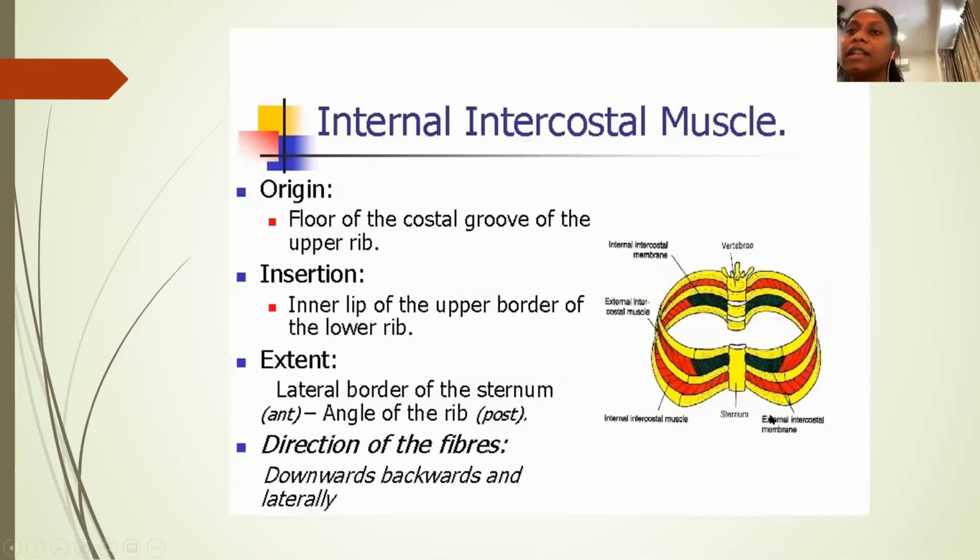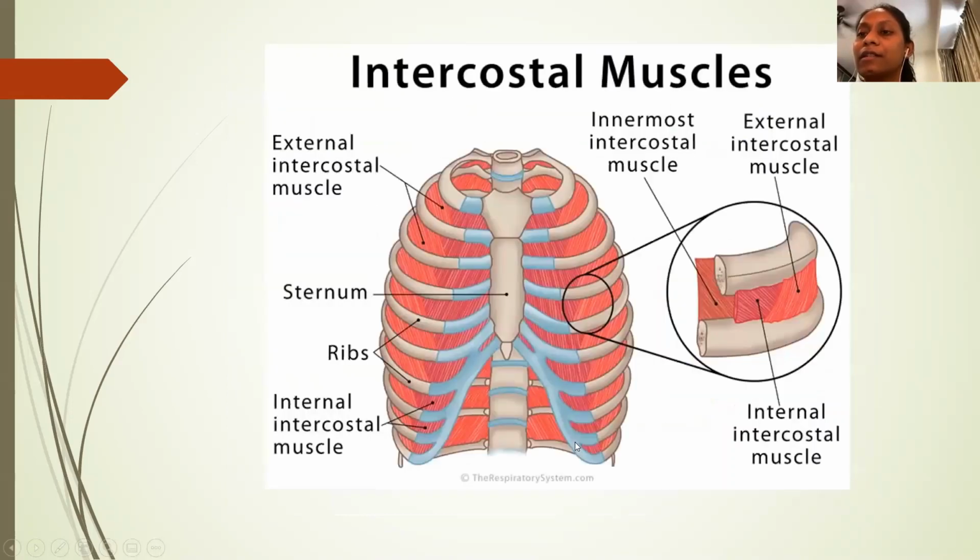The next slide is the internal intercostal muscle. It is from the costal groove of the upper rib, and it inserts into the inner lip of the upper border of the lower rib. This muscle runs in a downward and lateral direction. In this picture, I've shown how the fibers run. The external runs in a downward and medial direction, and the internal runs in a downward and lateral direction.